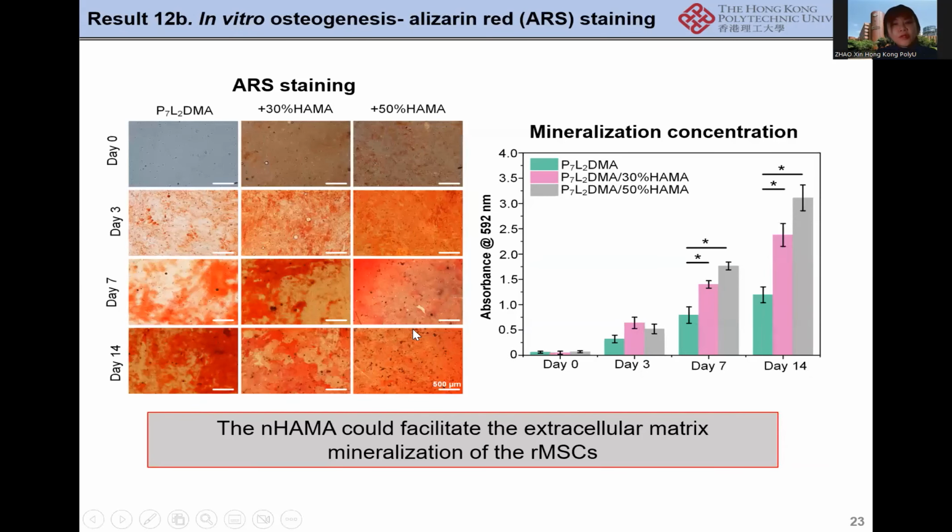This is the data of the other method. It's the alizarin red. Alizarin red stains the calcium deposits. So we also see that when we have our cells on top of the composite, they can secrete a lot of these calcium nodules. This means that they will have better potential for mineralization.